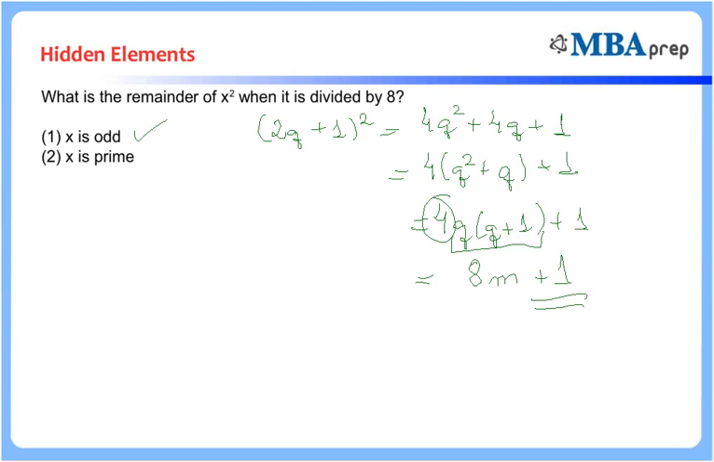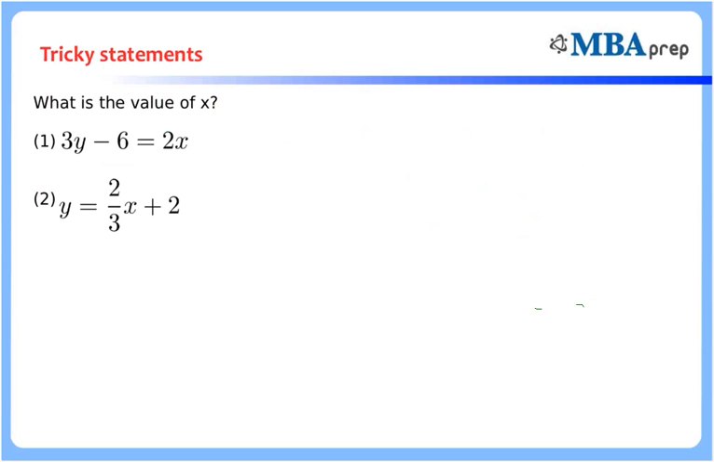I have 2, that's the problem. If I try to square 2, I get 4. The remainder of 4 divided by 8 is 4. But all other odd numbers, 1. So not sufficient. Since the first statement is sufficient, letter A.